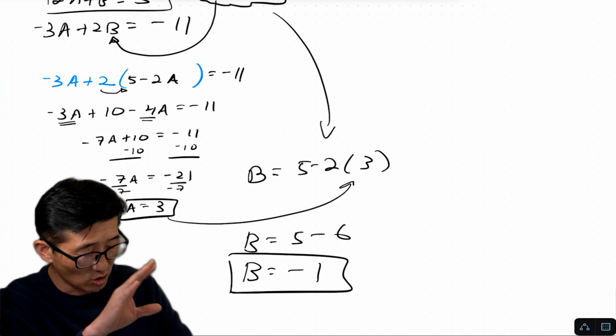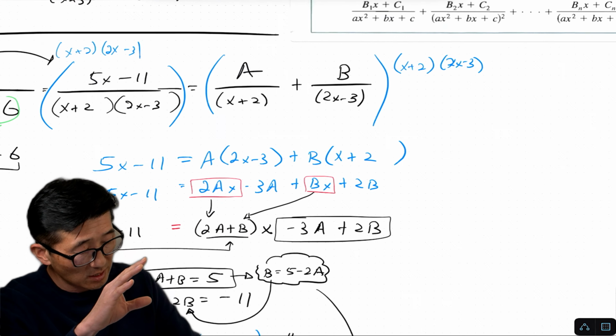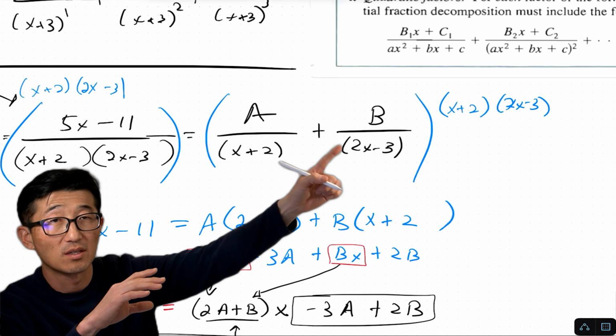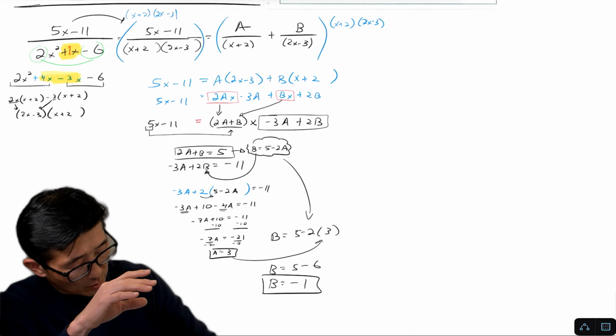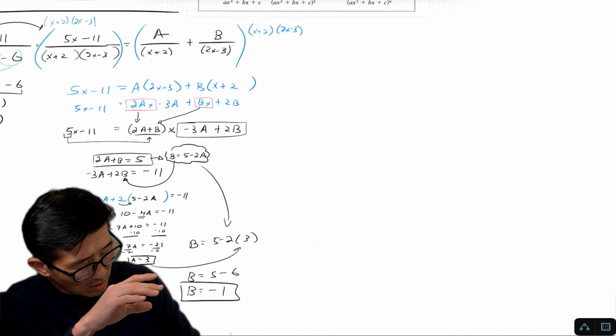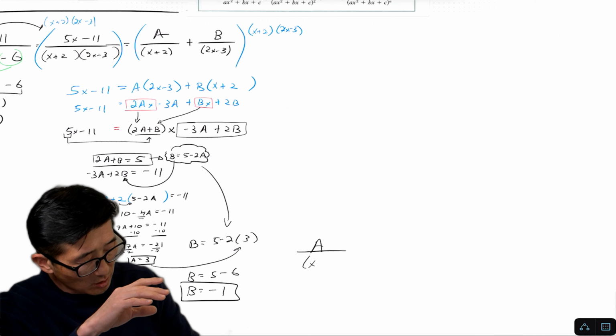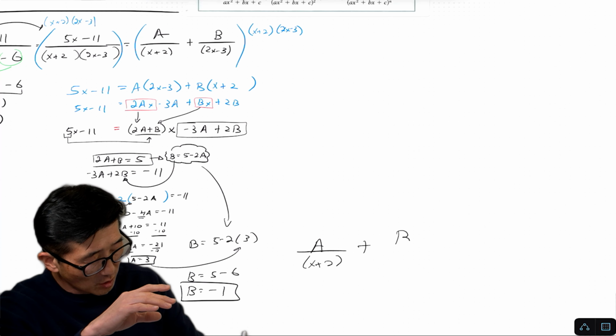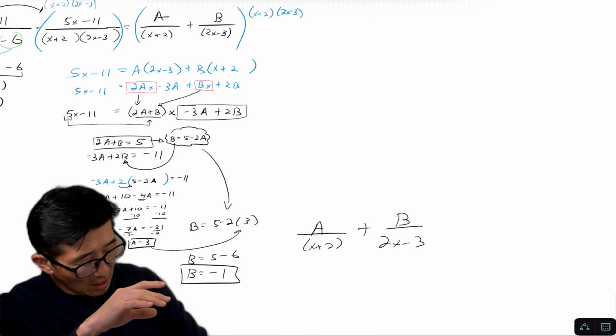Well, you don't want to leave it like this. You have to go back and replace these two. You see it? So I'll copy it down again right here. So a over x plus 2 plus b over 2x minus 3.